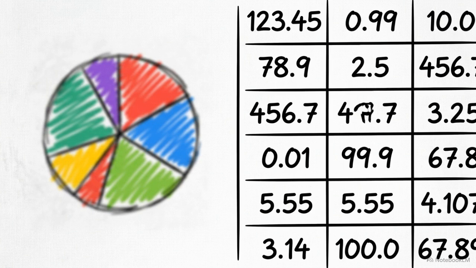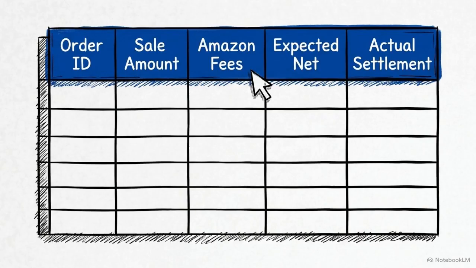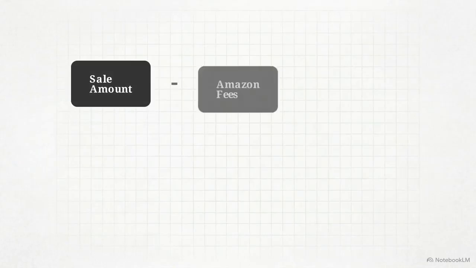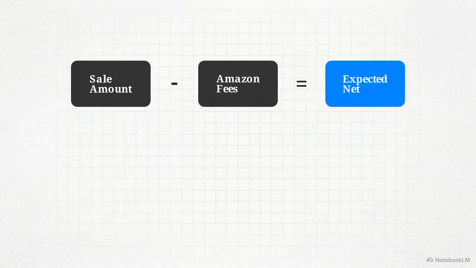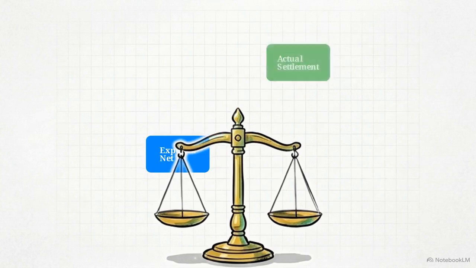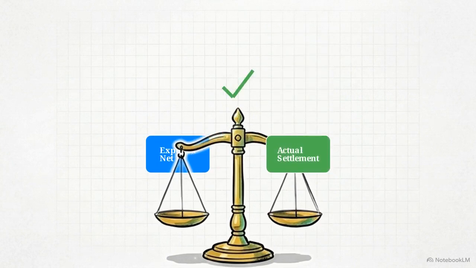Shifting your focus from the operational dashboard to this raw settlement file is the first step toward identifying exactly where your money is going. Open your spreadsheet and create a master reconciliation tracker. You will need these columns: order ID, sale amount, Amazon fees, expected net, and actual settlement. To find discrepancies, we use a simple calculation. Subtract the Amazon fees from the sale amount to get your expected net. Then compare that to the actual settlement amount listed in the report.